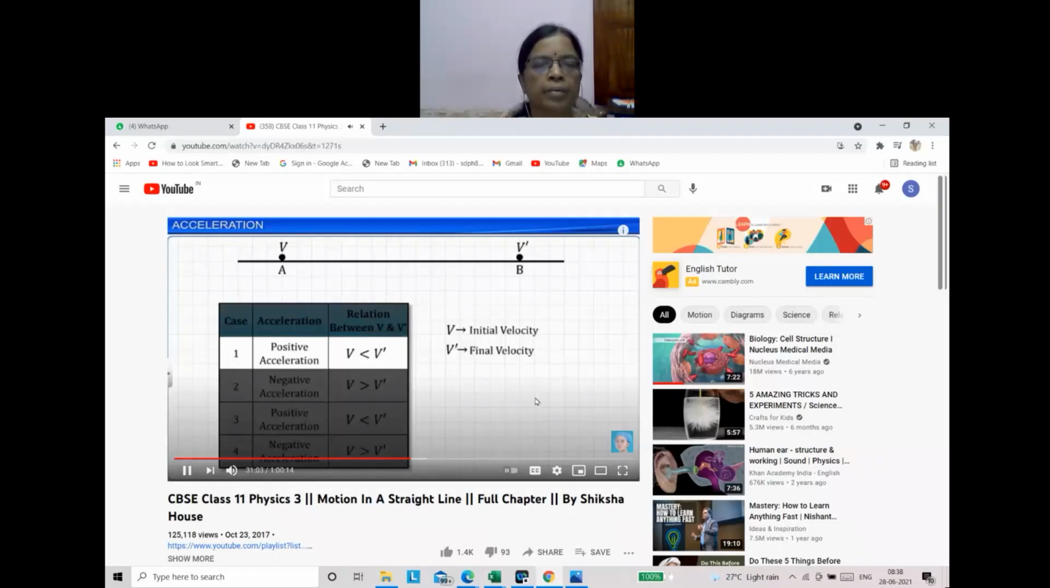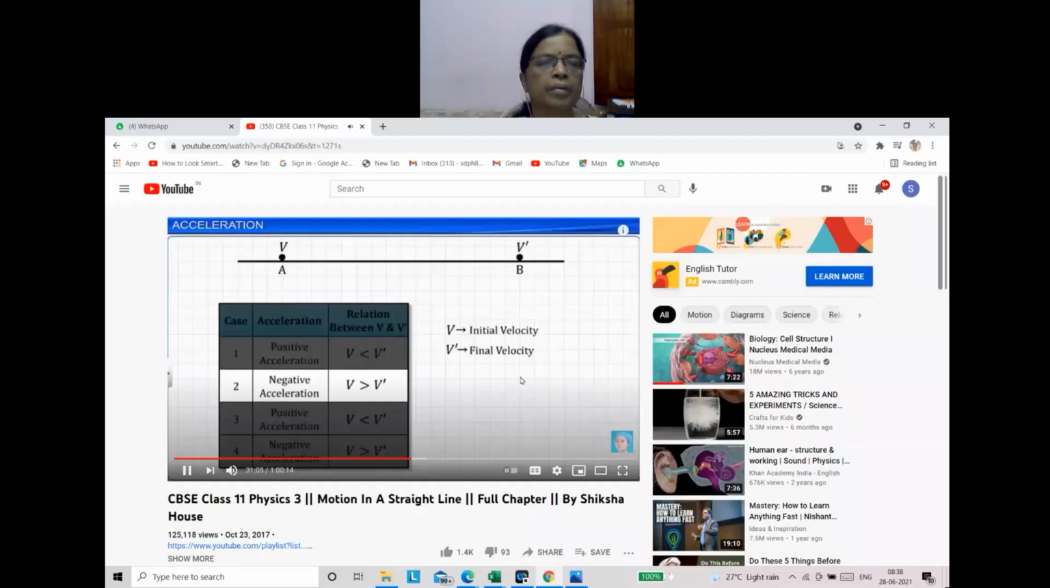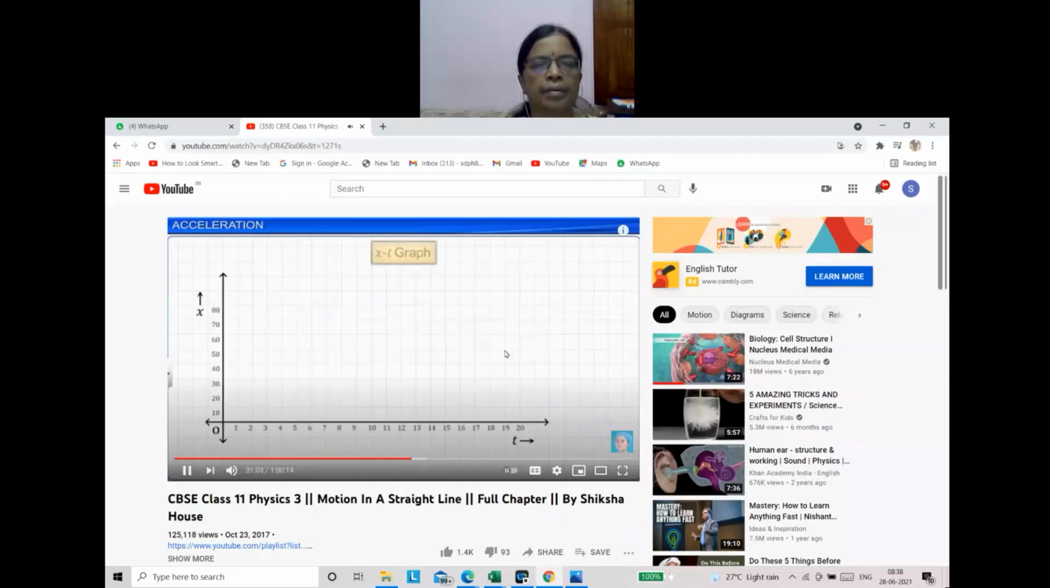Let us see what the xt graphs for positive, negative, and zero acceleration look like. The xt graph for motion with positive acceleration curves upward. For negative acceleration, it curves downward. See, sometimes a question will be there: draw the position time graph for positive acceleration. See, this is not a velocity time graph. We are studying about acceleration. We plotted the velocity time graph. Finding the slope of the VT graph, we get the acceleration. That and all we have seen.